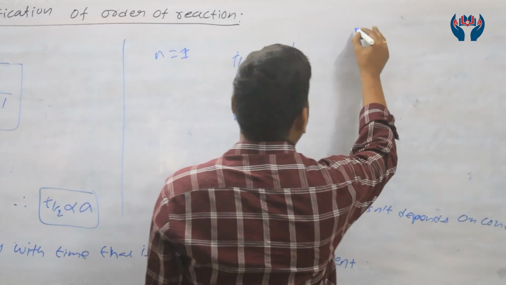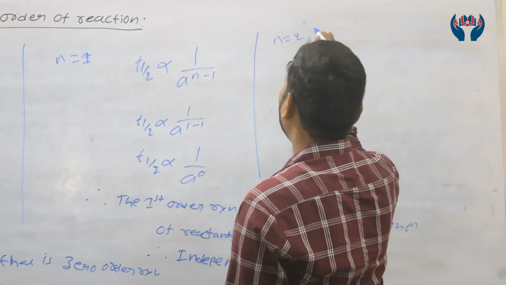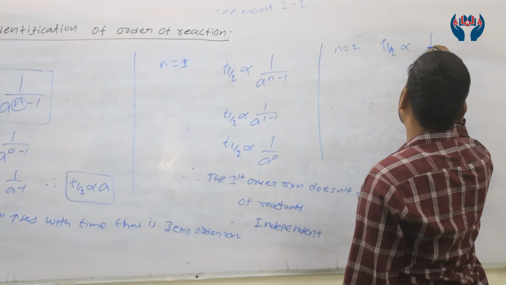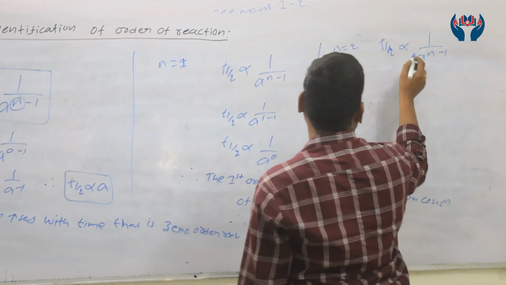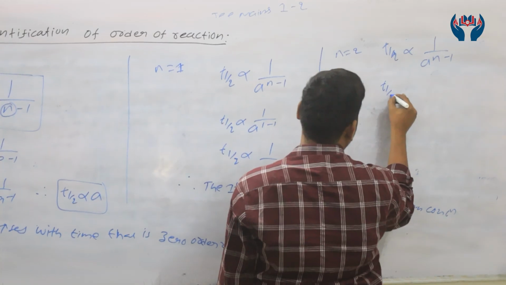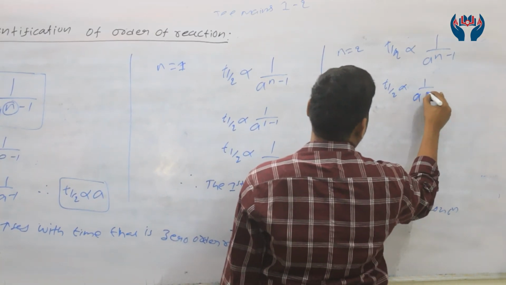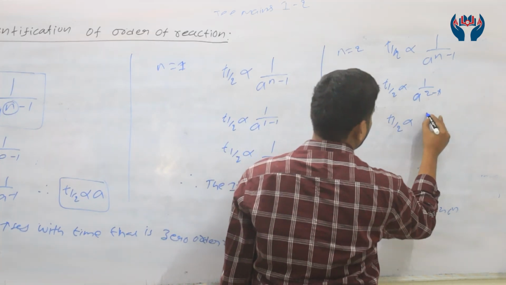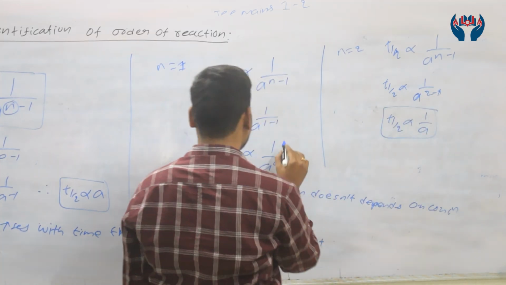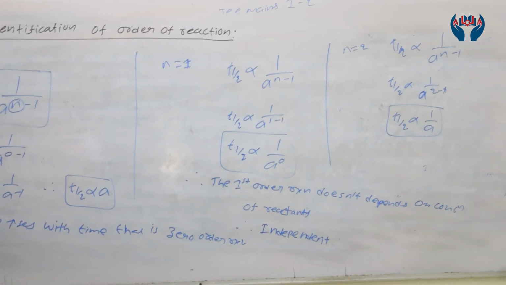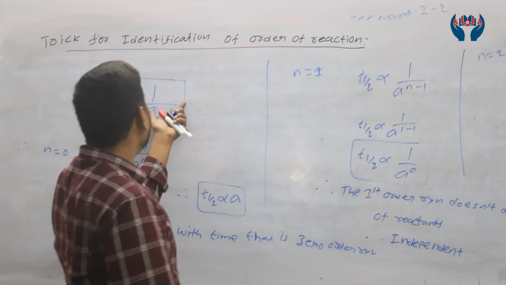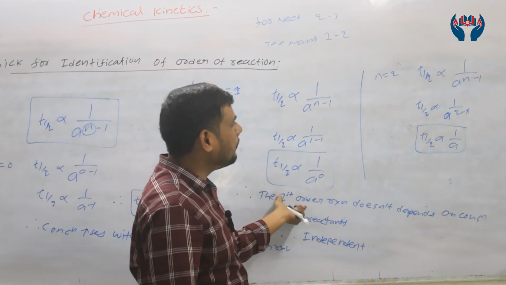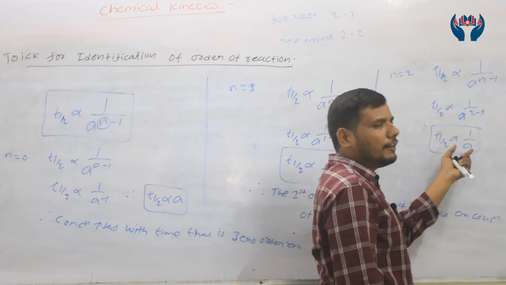Whenever n equals 2, second order, substituting in the relation half-life is inversely proportional to a to the power of n minus 1, we get 2 minus 1, which means the half-life is inversely proportional to concentration. Observe the difference: in zero order, half-life increases with concentration; first order is independent of concentration; and second order is inversely proportional.